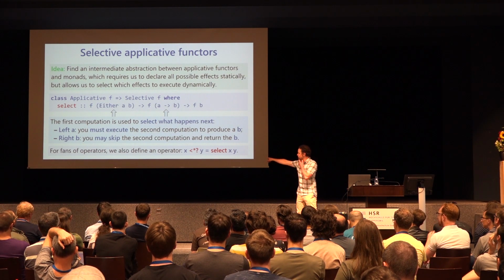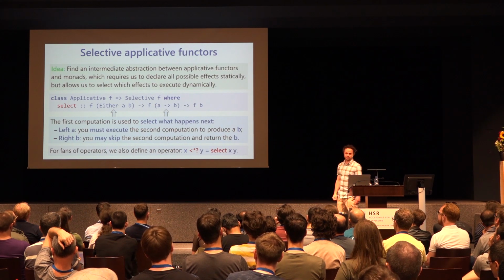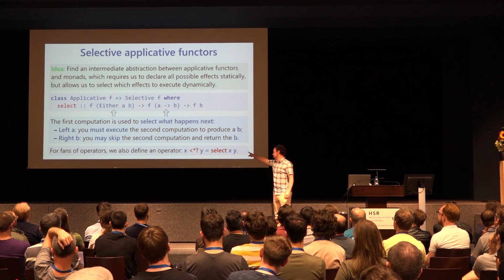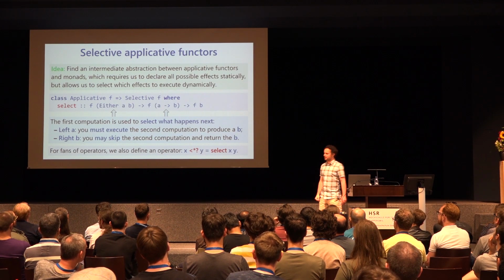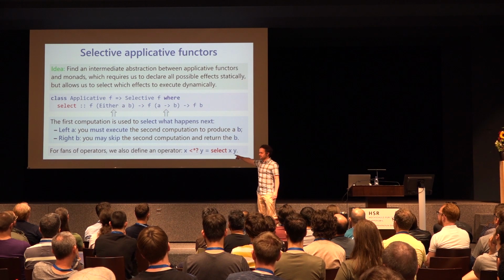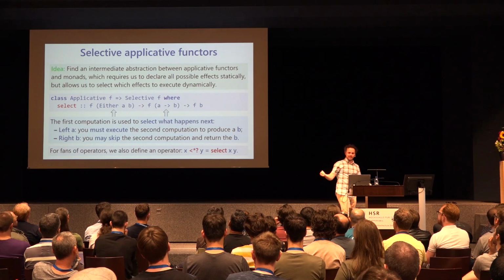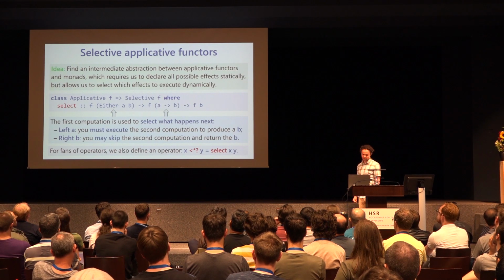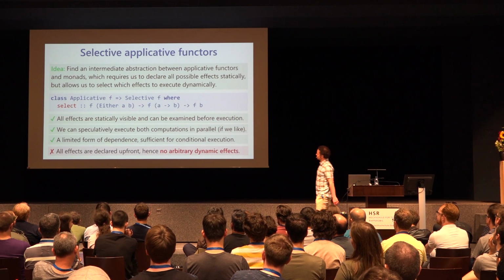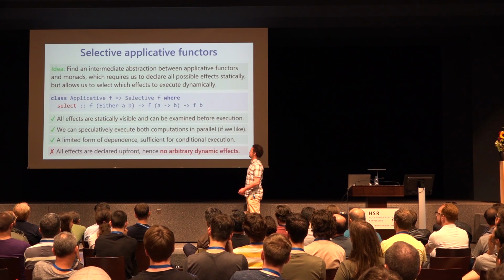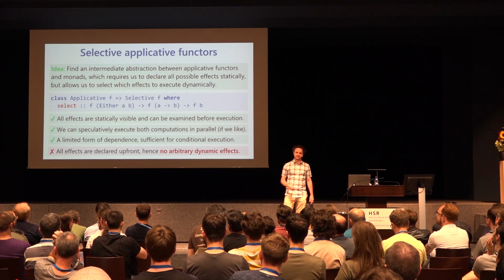I will also be using this operator sometimes instead of select, and its shape is reminiscent of the applicative apply operator. It just has a question mark on the right hand side because we don't know up front whether we are going to need this value or not. We definitely need the value on the left hand side, as for the right hand side we don't know. So we get static visibility of effects, we get speculative execution, and some limited form of dependence.